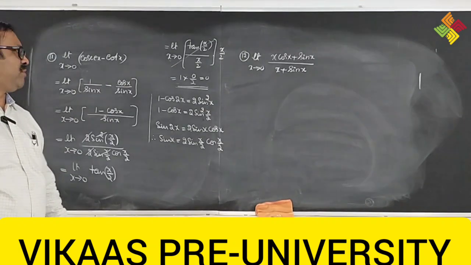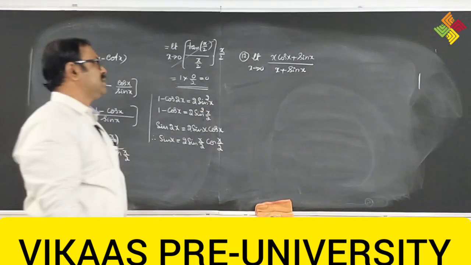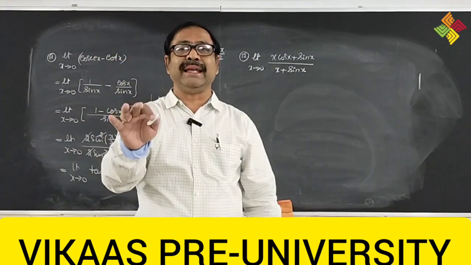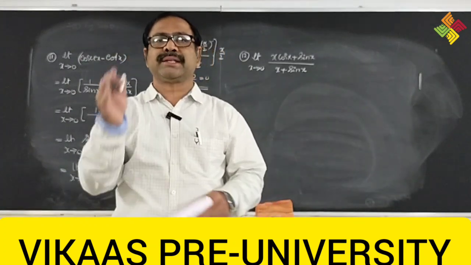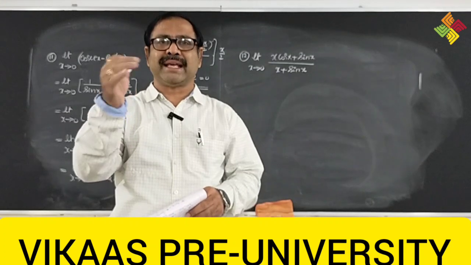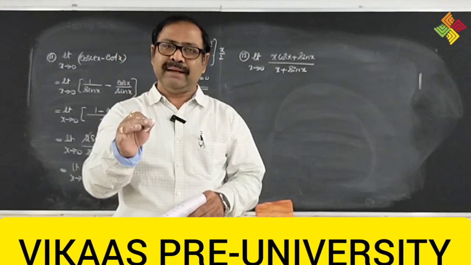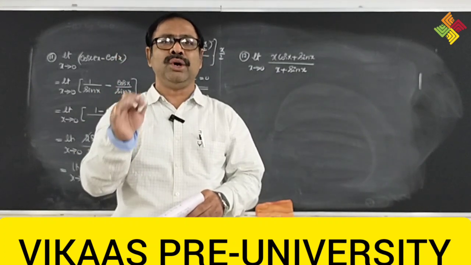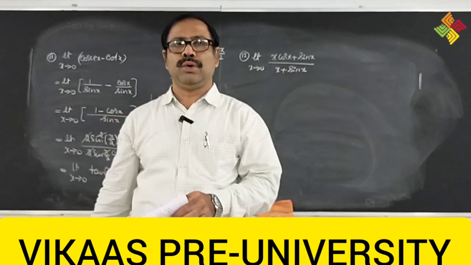Now, cos x we don't have the formula. Don't apply the formula for cos x. Only for tan x and sin x we have the formula. Limit x tending to 0 of sin x by x is 1 and limit x tending to 0 tan x by x is also 1.